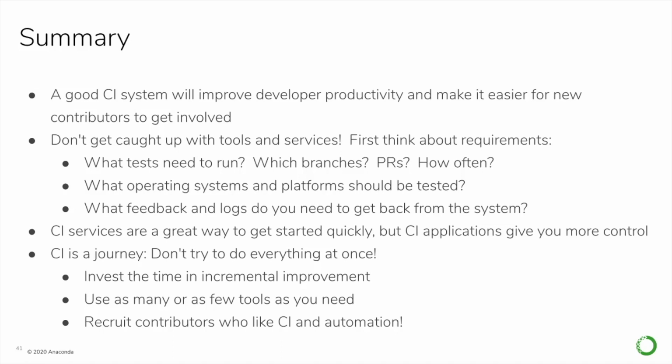And then always, as I mentioned before, CI is a journey. Don't try and do it all at once. Invest the time in incremental improvement and use as many or as few tools as you need. Don't feel like you need to find the perfect tool. If you have to use two tools, do it. And recruit contributors who like this stuff. I personally like working on CI and automation, and there may be other people out there too. Getting those people involved in your project takes that off the plate of people who maybe don't like to do it and want to work on something else. So this is a way to help spread around the load and improve the quality of your code all at the same time.